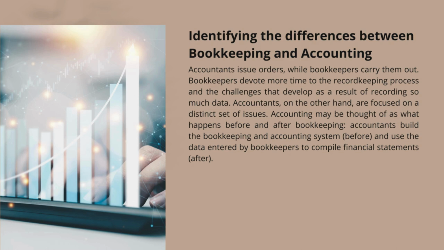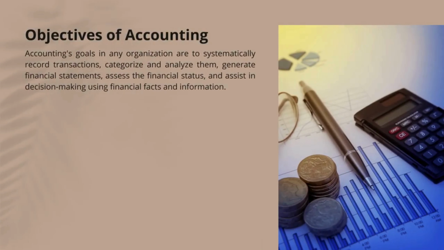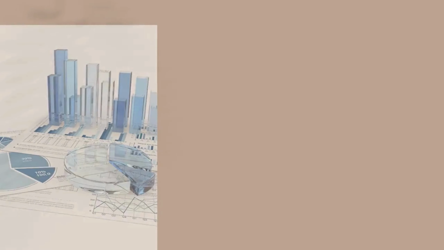Accounting may be thought of as what happens before and after bookkeeping. Accountants build the bookkeeping and accounting system, before, and use the data entered by bookkeepers to compile financial statements, after. Objectives of accounting. Accounting's goals in any organization are to systematically record transactions, categorize and analyze them, generate financial statements, assess the financial status, and assist in decision-making using financial facts and information.